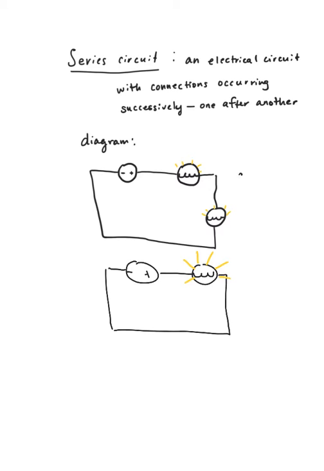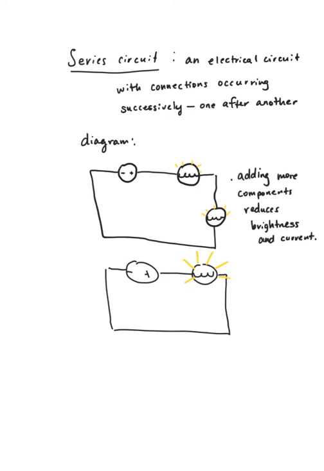So, adding more electrical components in series reduces the brightness and the current. As a result of current decreasing, the brightness of our light bulbs decreases by adding more components in a series circuit.